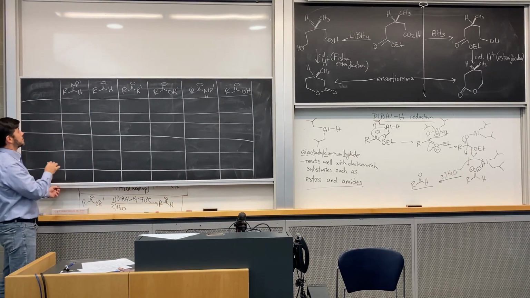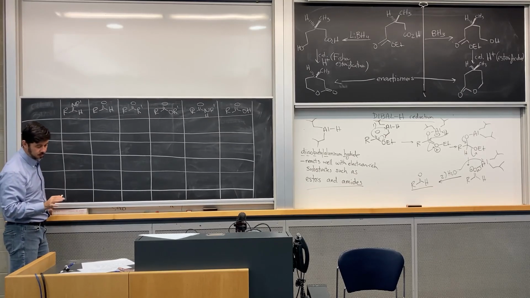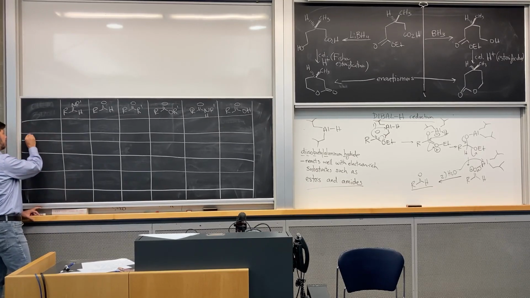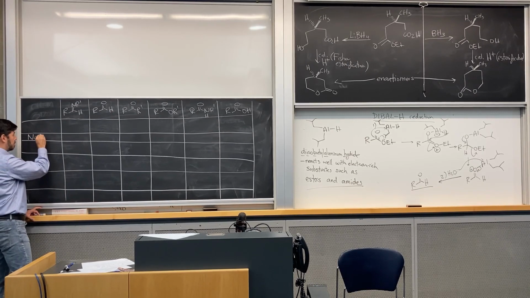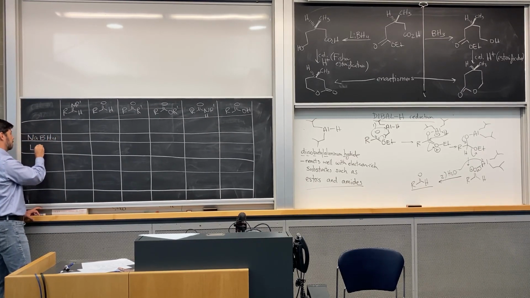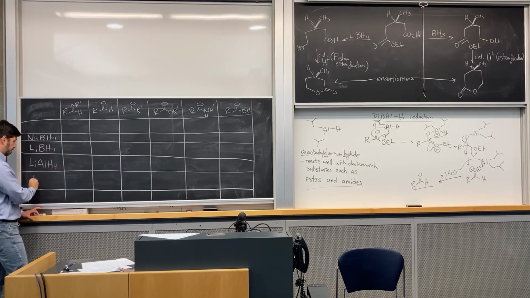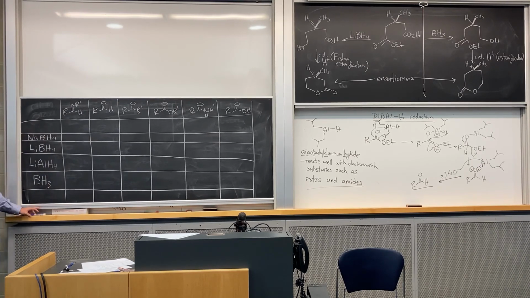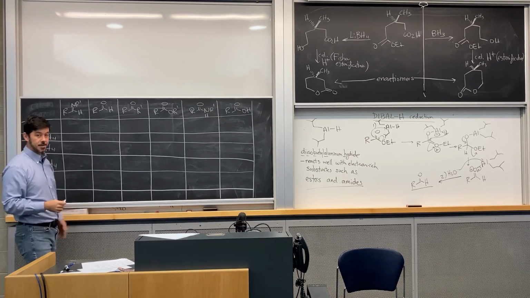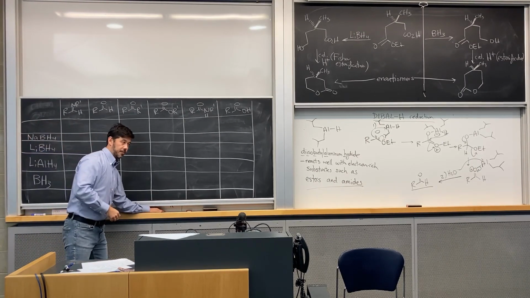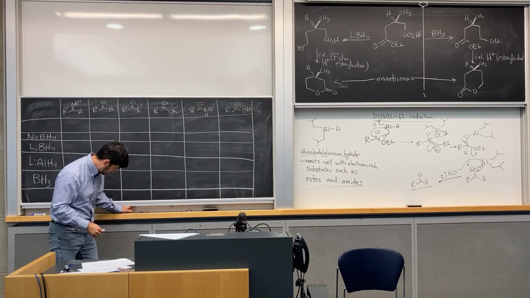So why don't we start with what we know? So I'm going to draw different hydride reagents. This is sodium borohydride. Let's draw lithium borohydride. Let's draw lithium aluminum hydride. And then let's draw BH3. We'll leave this one blank for just a second. And why don't we fill out what we know in terms of the reactivity of all these different functional groups. And if we don't know, we can make at least some educated guesses.